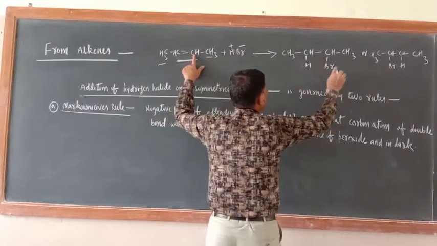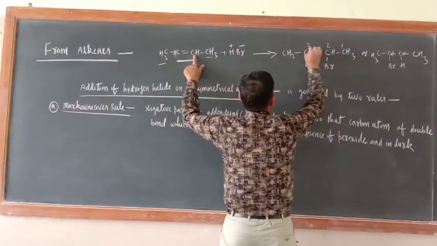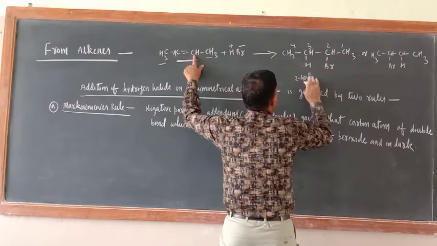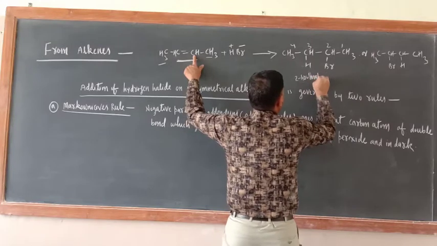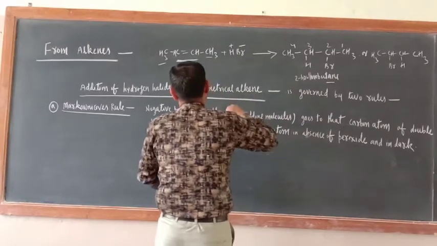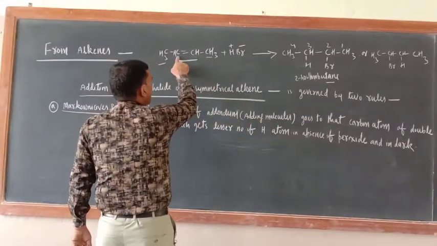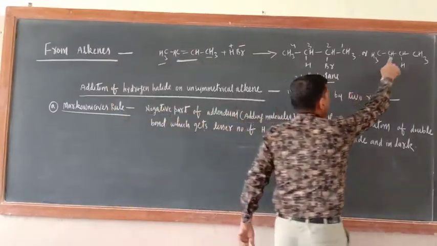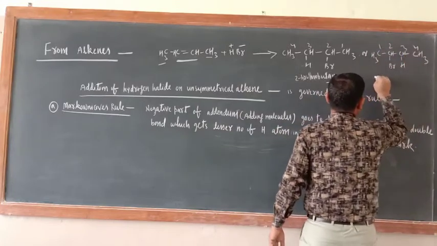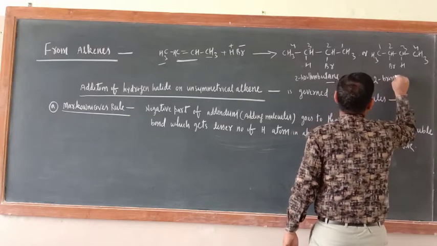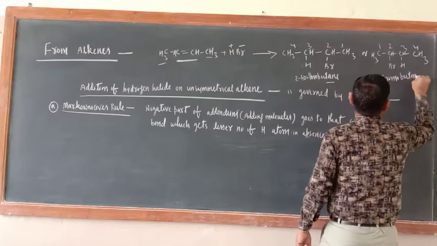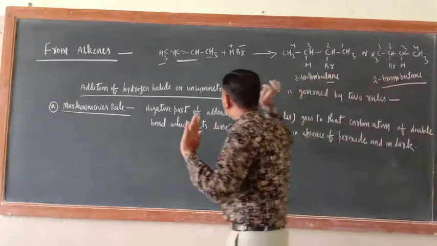Okay. So what is the name of this product? 1, 2, 3, 4. That is 2-bromo-butane. Okay. No problem. Now reverse. Now I am adding here Br and here H. Just see. Here Br, here H. Then also 1, 2, 3, 4. What is the name of this one? 2-bromo-butane. Same product you have got. Same product. No different product.